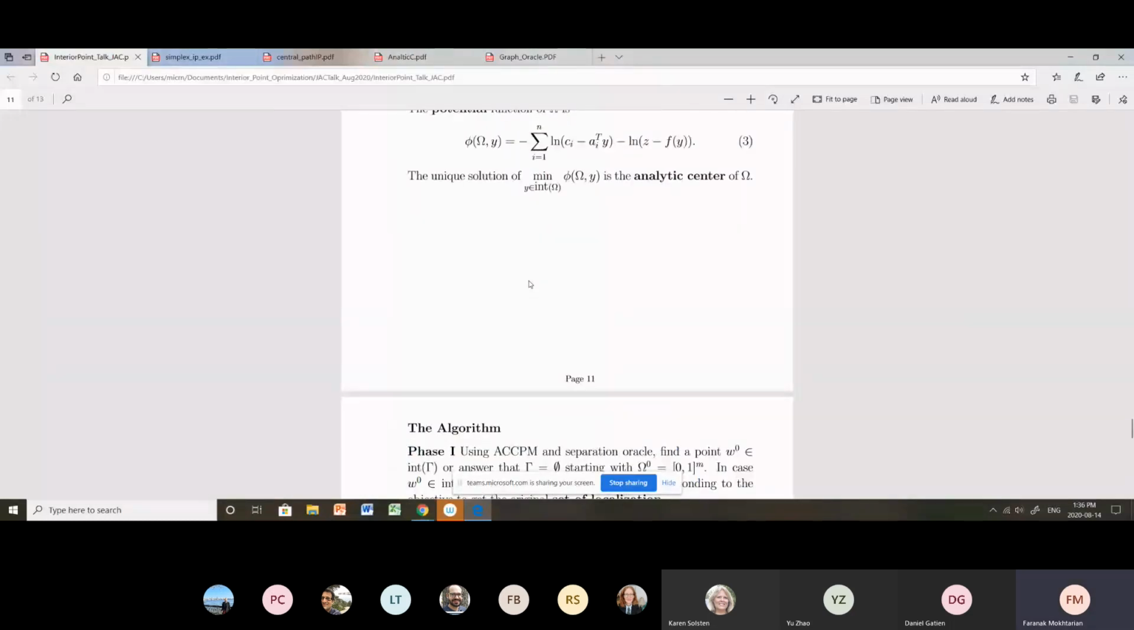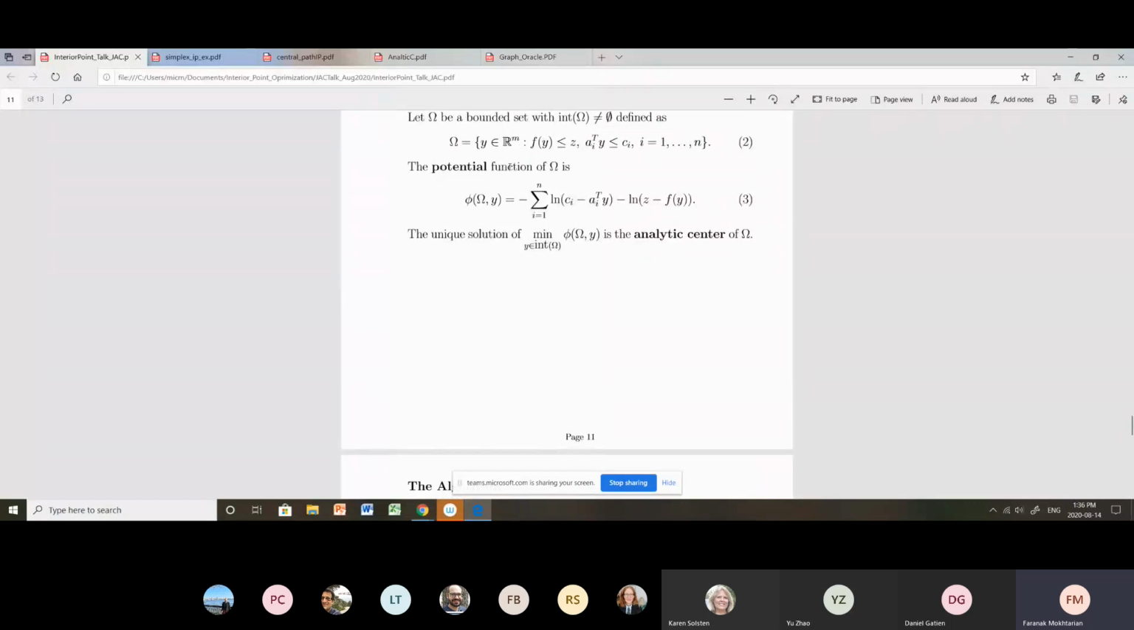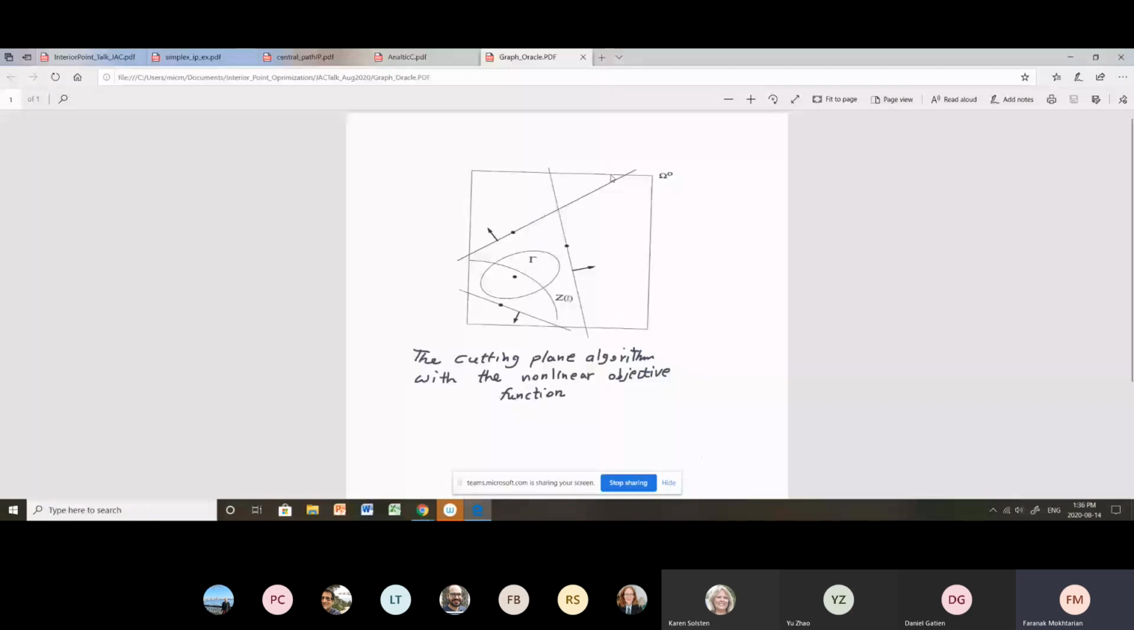So how does this algorithm work? How does it find a solution? First, I'll show you the graph. Graphically, this is the unit box, which I'll call omega 0, that contains the feasible region. The feasible region gamma is implicitly defined and is shown by this ellipse here. The algorithm has two phases. In the first phase, we have to find an interior, feasible point. So we start at the center of the unit cube. The analytic center is exactly the same as the center of that unit cube.